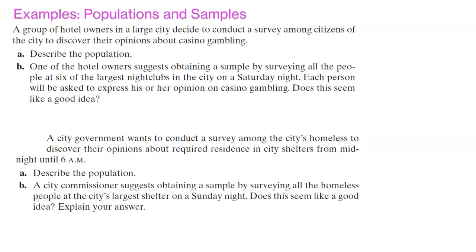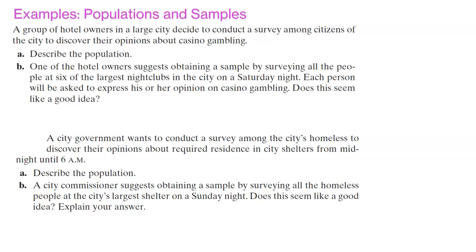Second example, city government wants to conduct a survey among the city's homeless to discover their opinions about required residence in city shelters from midnight to 6 a.m. So they want to ask the homeless population, hey, you might be required to be in a shelter from midnight to 6 a.m. How do you feel about that? So what is our population? Homeless people in the city. Okay? Because they're the ones being affected, so they want to know how they feel.